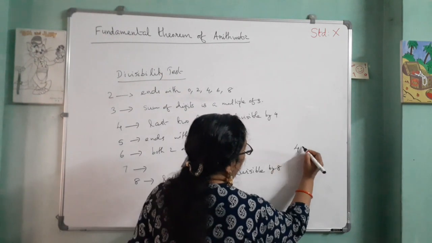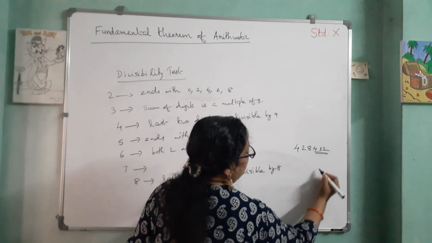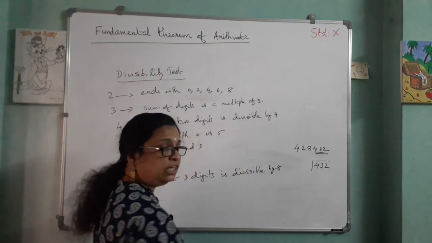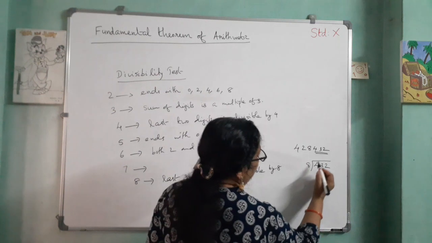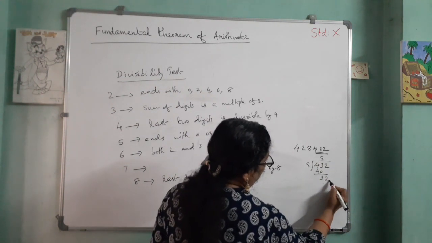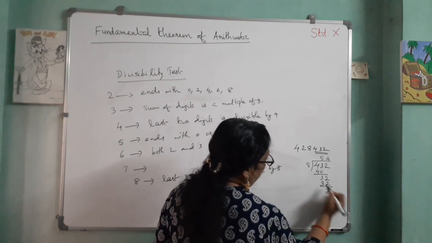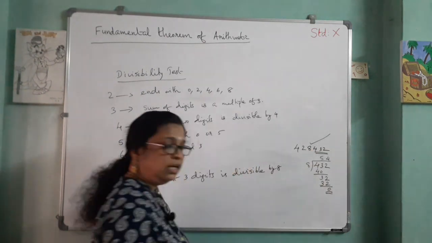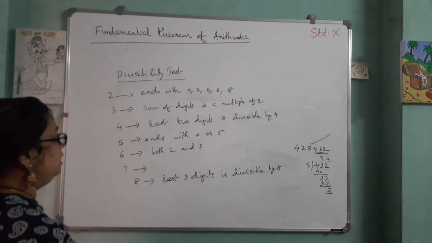Let's just check. 4, 2, 8, 4, 3, 2. The last 3 digits are 432. Then we check if this 432 is divisible by 8. We take the 8 table: 8 5s are 40, remainder 3, then 2 bring down, 32, 8 4s are 32, remainder 0. So, 8 is a factor of 432. So, this whole number is also divisible by 8. This is the divisibility test of 8.